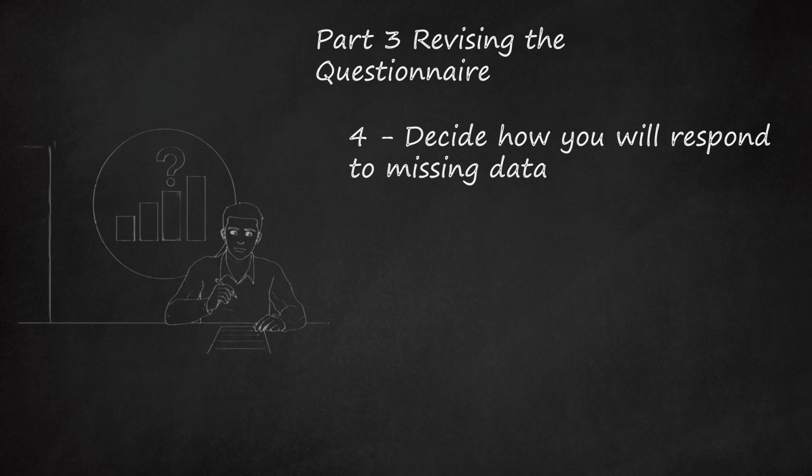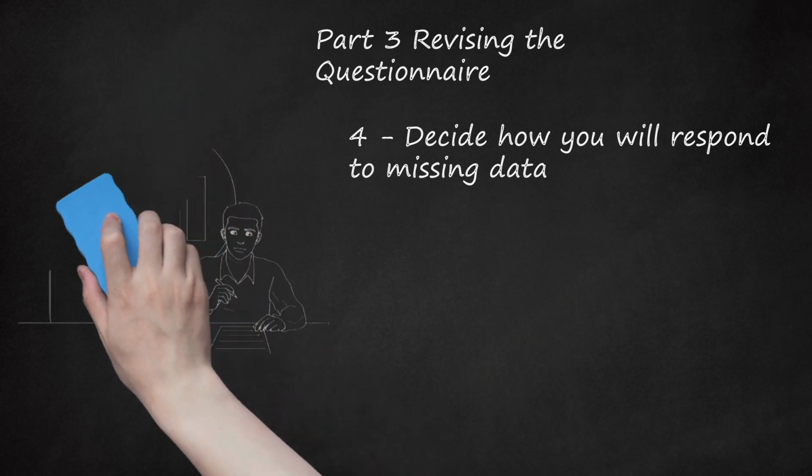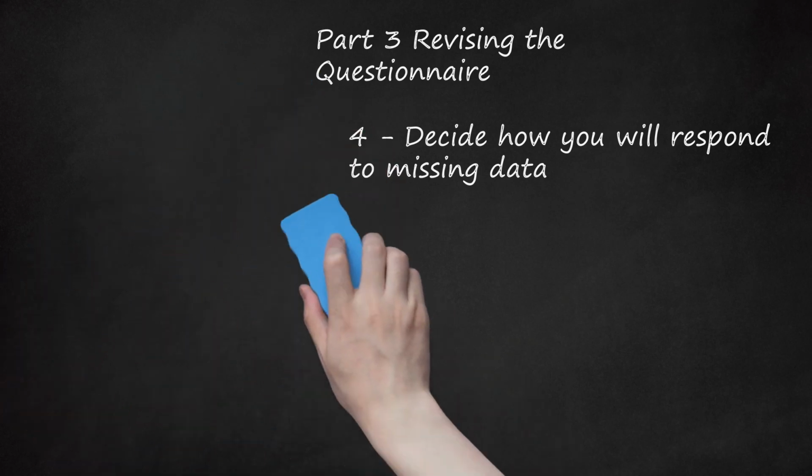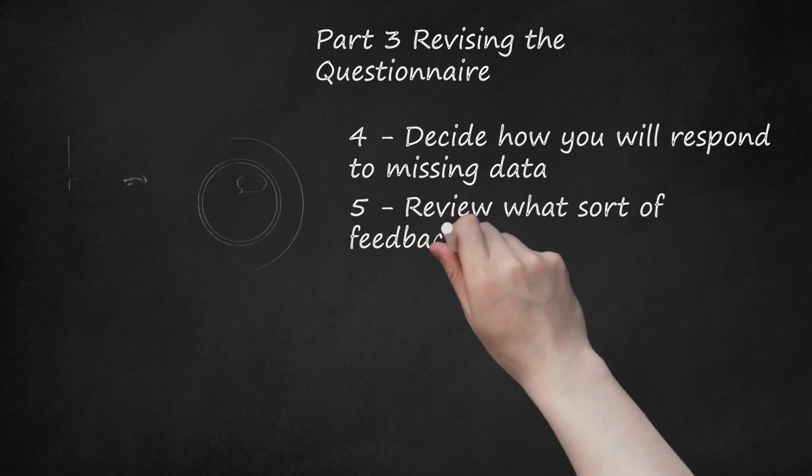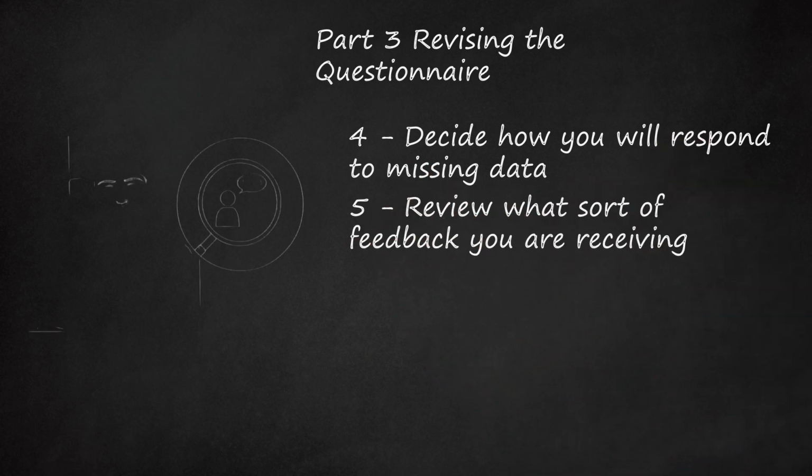Ask yourself which questions are being skipped or answered incompletely, if at all. This may be due to the order of the questions, the wording of the questions, or the subject matter of the questions. If missing data is important, consider rewording skipped questions to make them more or less specific. 5. Review what sort of feedback you are receiving. See if you have unusual trends in your data and decide if this reflects reality or if this is due to a flaw in your questionnaire.